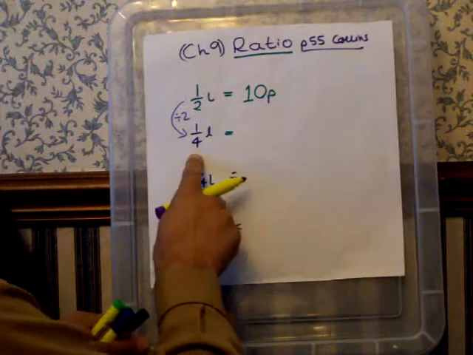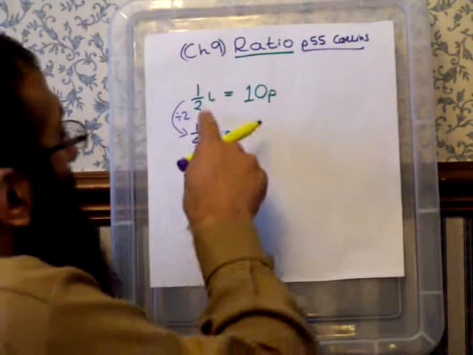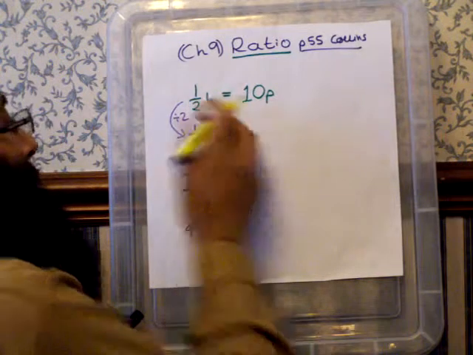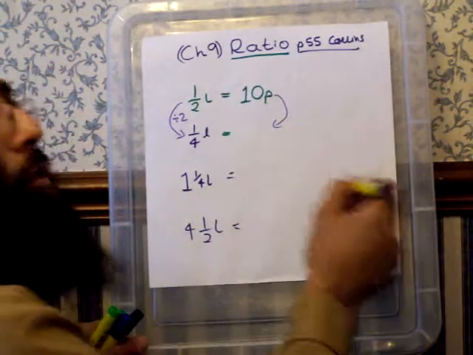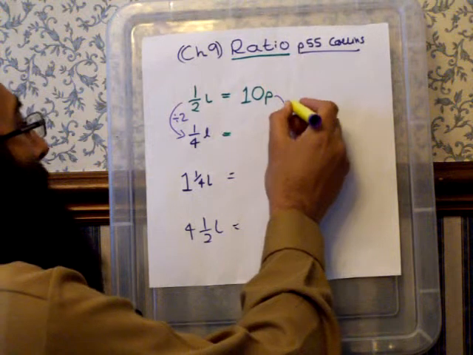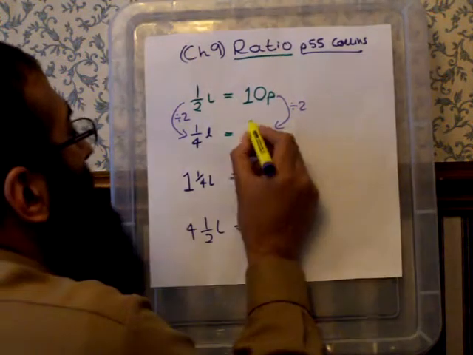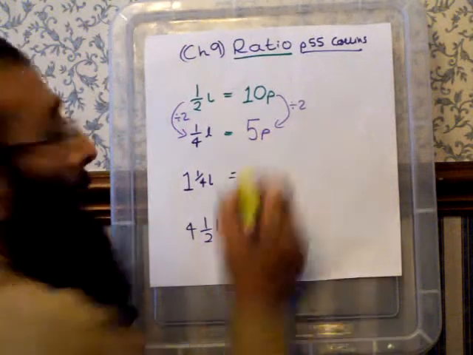Okay? So here we need to know how to get from a half to a quarter, and the technique is divide by 2. Now if I divide the left hand side by 2, I must divide this side by 2. Okay, 10p divided by 2 will give us an answer of 5.